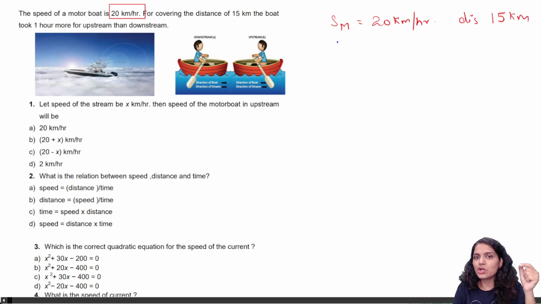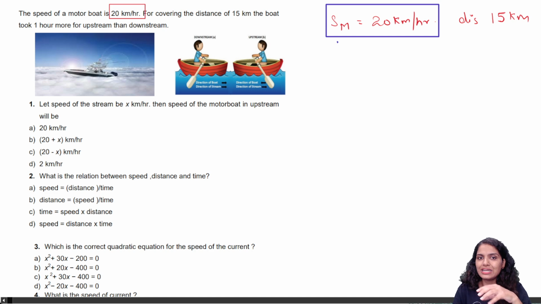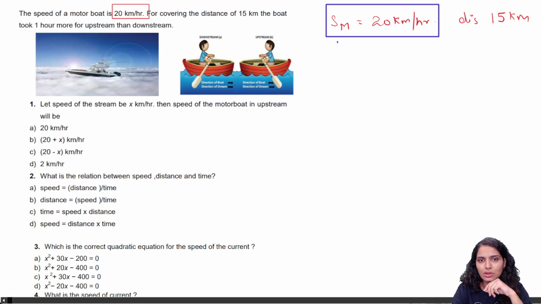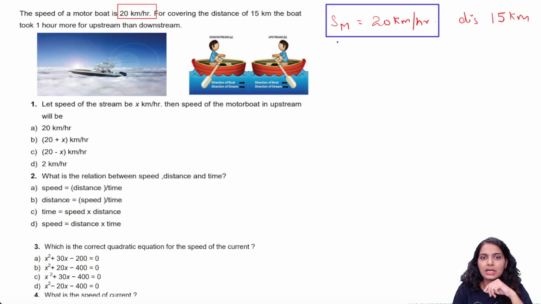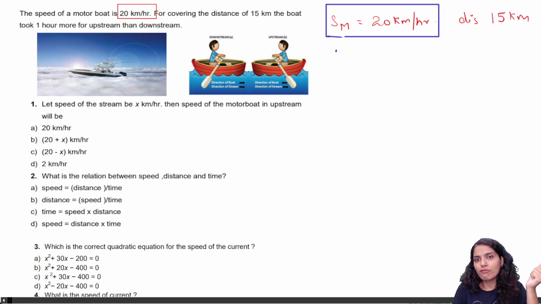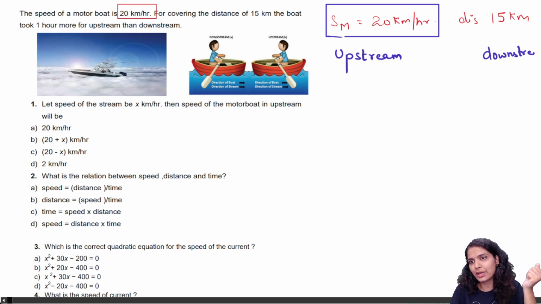Now it's not only the motor boat speed that we need to consider. It is not only the speed of the boat, but also the speed of the current, or the speed of the stream, that matters, right? So we know that for the upstream and for the downstream, the speed will be different, right?